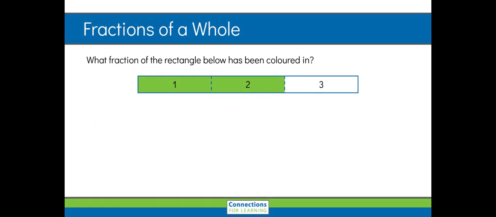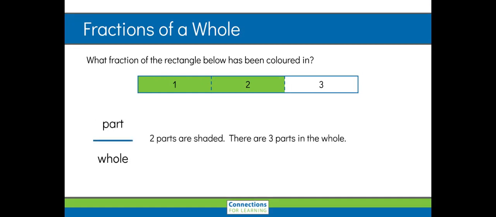Let's look at another example here. What fraction of this rectangle has been colored in? Again, part of a whole. We can see that 2 parts are shaded and there are 3 parts all together. So if we put this into our fraction form, we have 3 parts all together. That's our whole. And we have 2 parts that are shaded in. So 2 out of 3, or 2/3 of our rectangle, have been colored in.